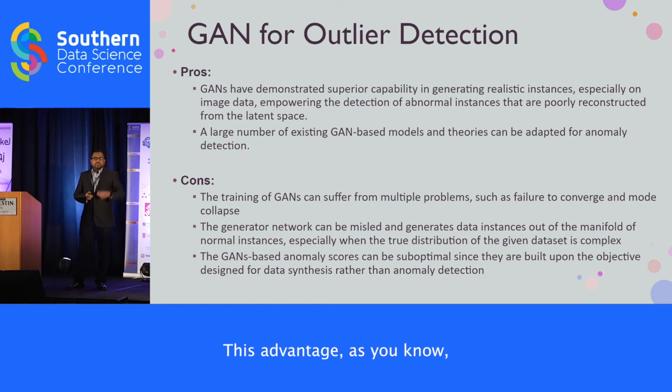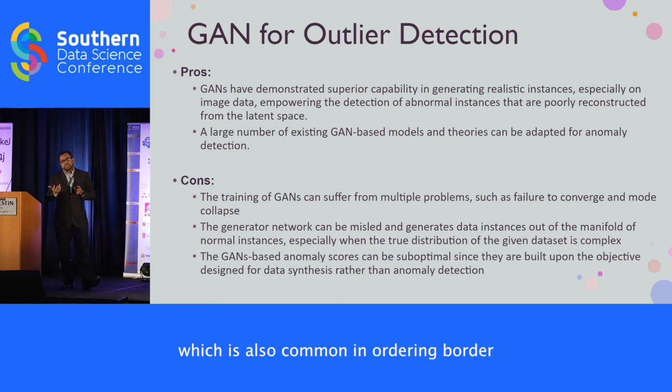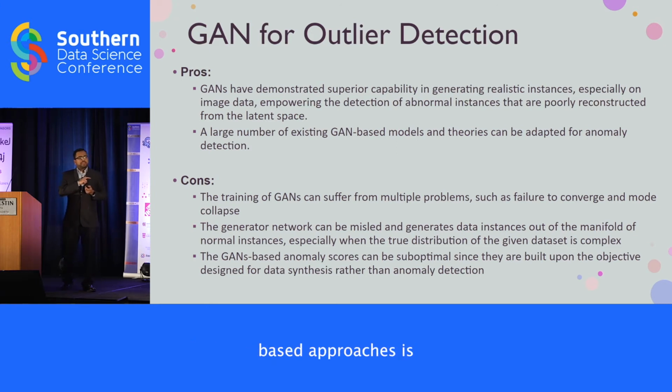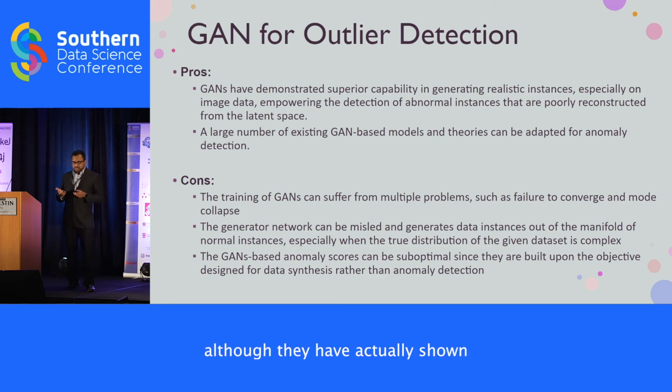The disadvantage, as you know, is that GANs have numerous problems. They may not converge. They have a problem of mode collapse. Another thing which is also common in autoencoder-based approaches is that the objective function is not meant for anomaly detection. It is actually being trained for generating the data or unseen data. So in this particular instance, GAN may or may not work, although they have been shown to work pretty well in numerous applications.